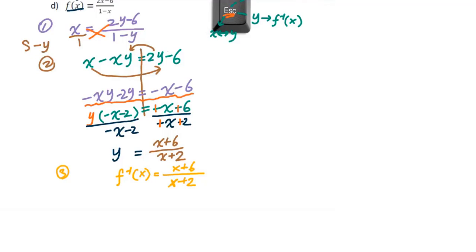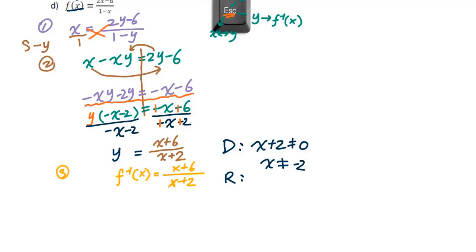For this inverse function, this is a rational function, so we can figure out the domain. That's the denominator not equal to 0, so we get x not equal to negative 2. That's the domain for the inverse function. But how do you get the range? For a rational function, there's no clue for the range.